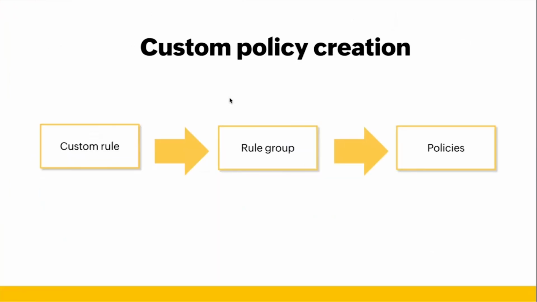For creating a custom policy, first you need to create a custom rule, then group those rules into rule groups, and then those rule groups are associated as policies. After a policy is created and applied to devices, NCM runs a compliance check to check if the policies are mandated with the devices. If not, a violation is triggered.